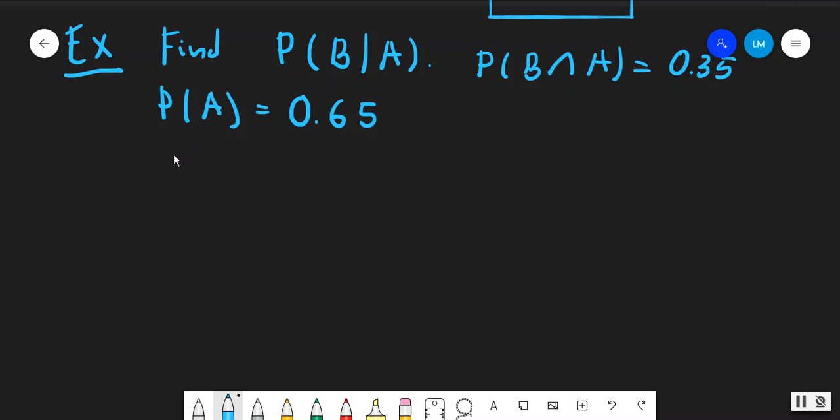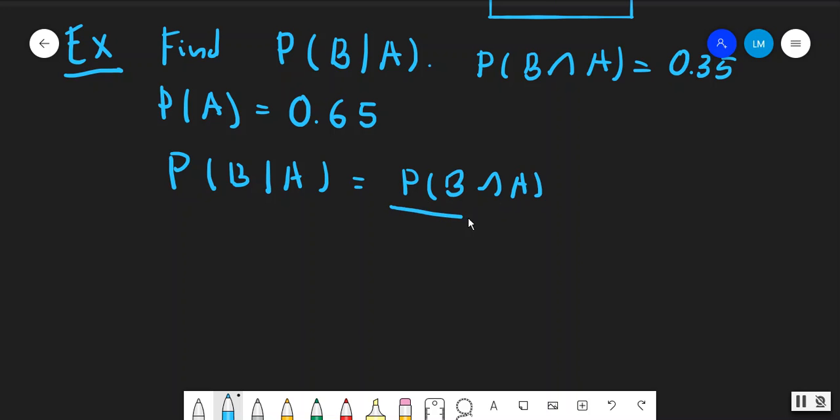In this case, formulaically, all we need to do is take P of B given A, which is equal to P of B intersect A, all divided by P of A. That means you have 0.35 divided by 0.65. Of course, you can reduce that nicely just by using a calculator.